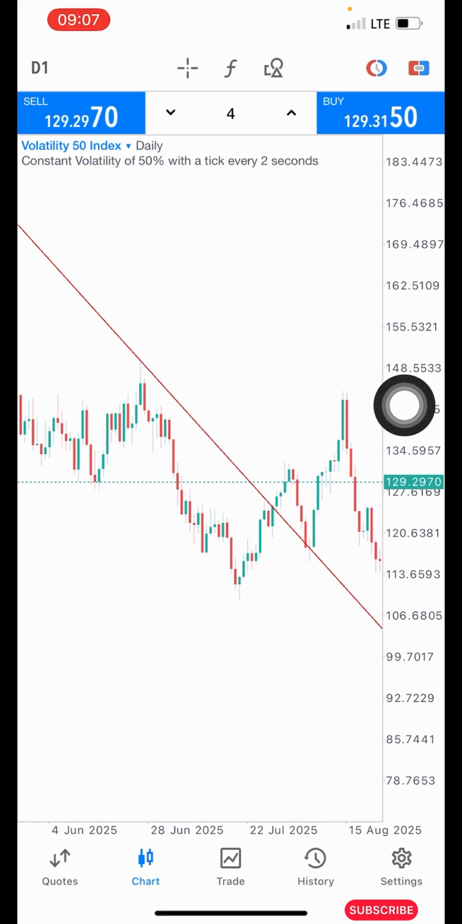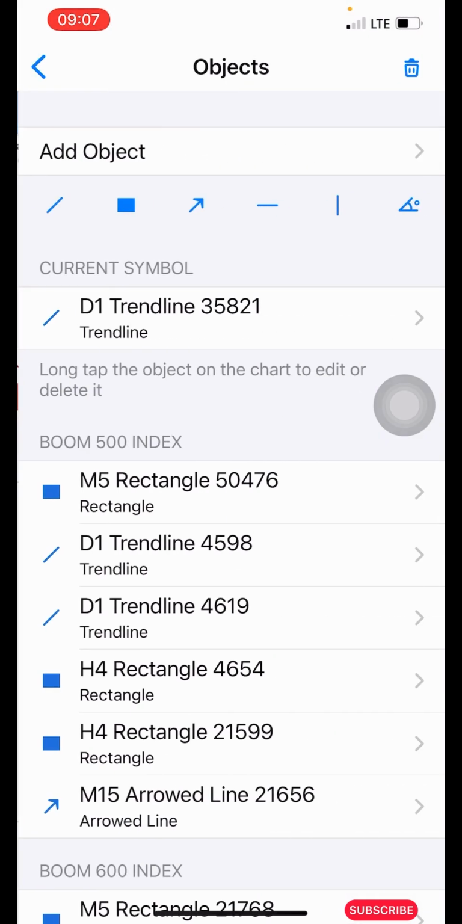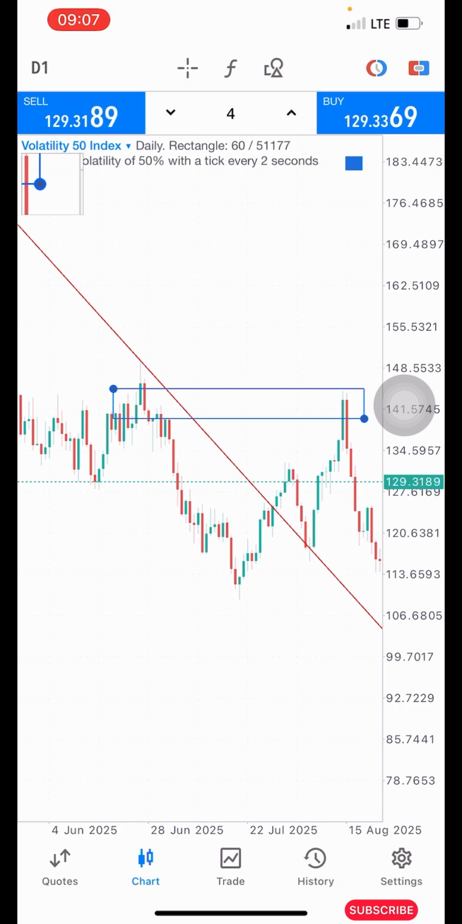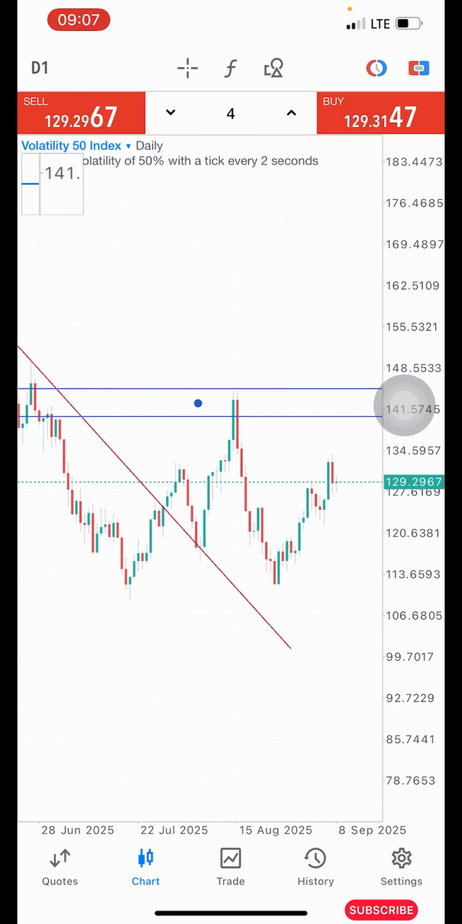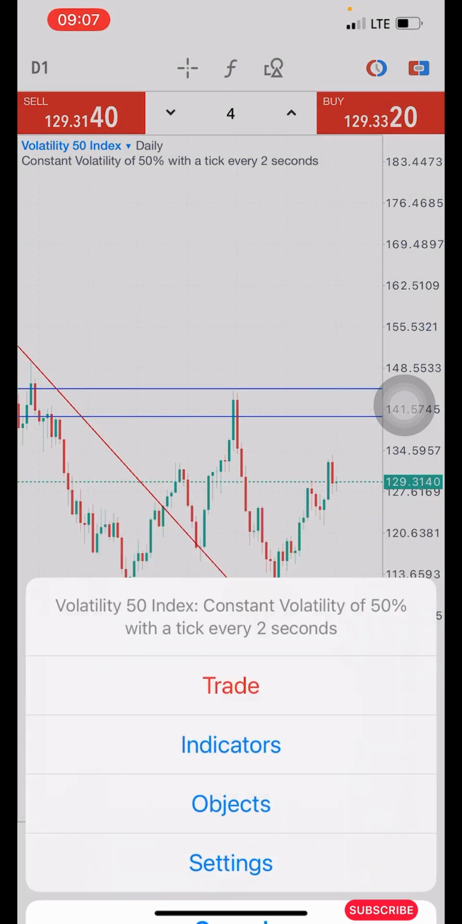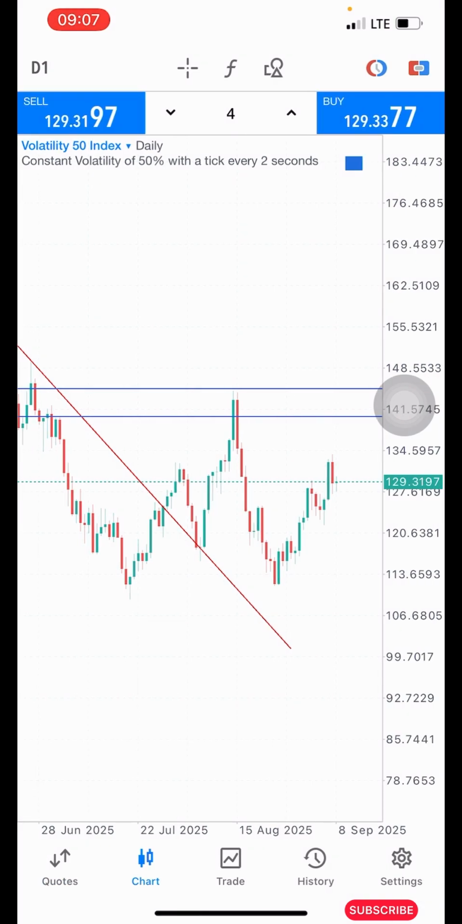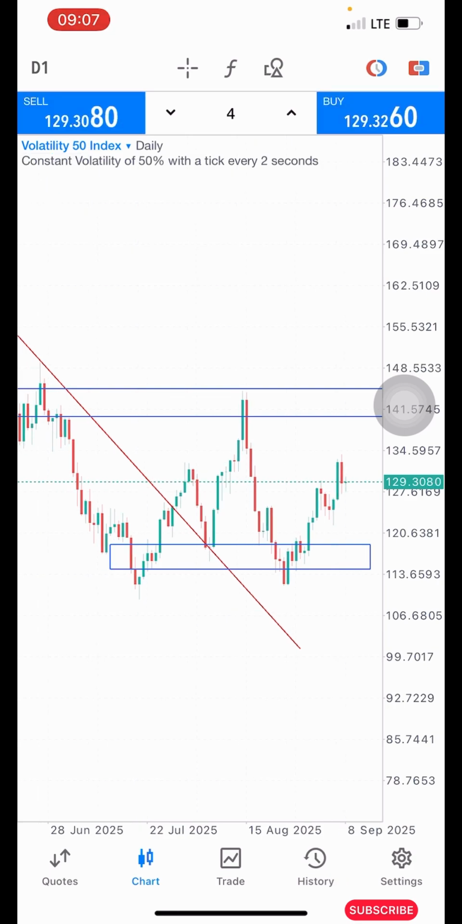But what I can see here is that there is a resistance that made the price bounce back down from around this area here, right? So that is also a point of interest. And here also you can see that there was a resistance and support that price worked with previously in the market. So this is what happened: price got to this area, found support, and bounced back.